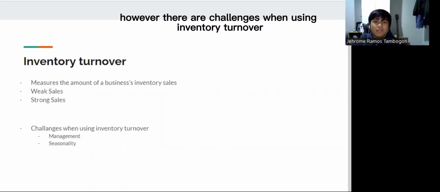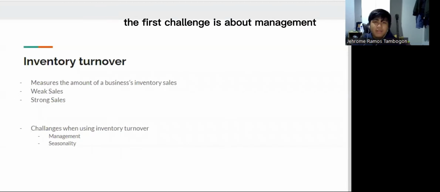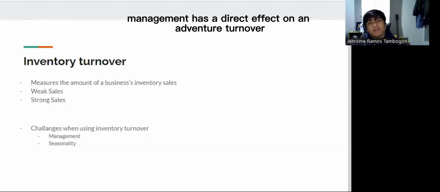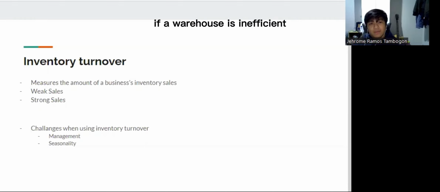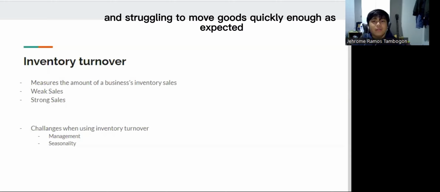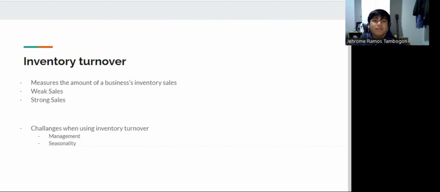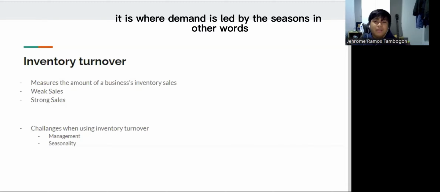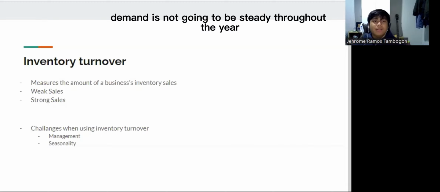However, there are challenges when using inventory turnover. The first challenge is about management. Management has a direct effect on inventory turnover if a warehouse is inefficient and struggling to move goods quickly enough as expected. The second challenge is seasonality. It is where demand is led by the seasons. In other words, demand is not going to be steady throughout the year.